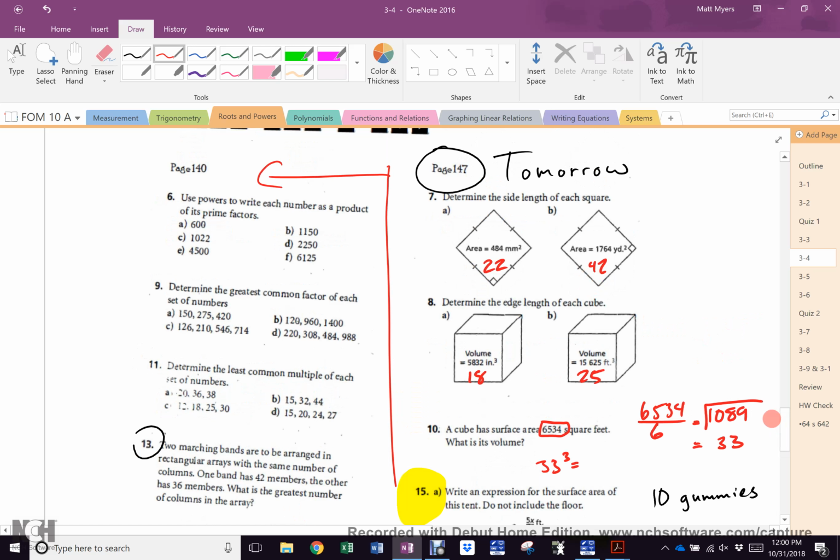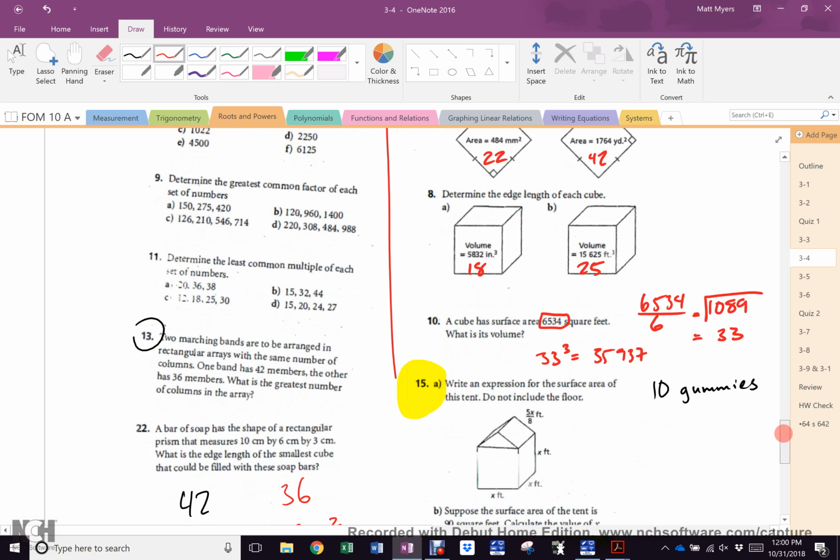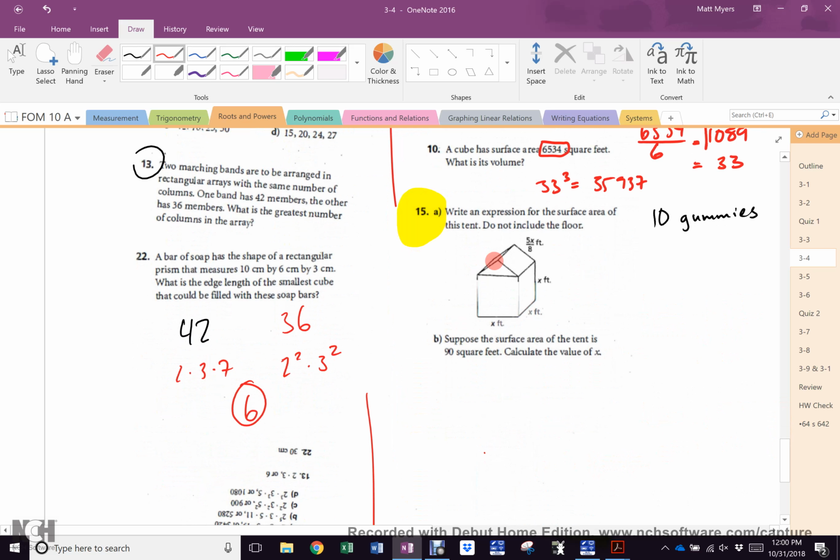35,937. Now, did anybody attempt this for 10 gummies? Remember, the answer was sitting right there. To get the 10 gummies, you had to show me how that answer was gotten. Did anybody even attempt it? Oh, that makes me sad. You shouldn't have. You're a smart guy. Okay.